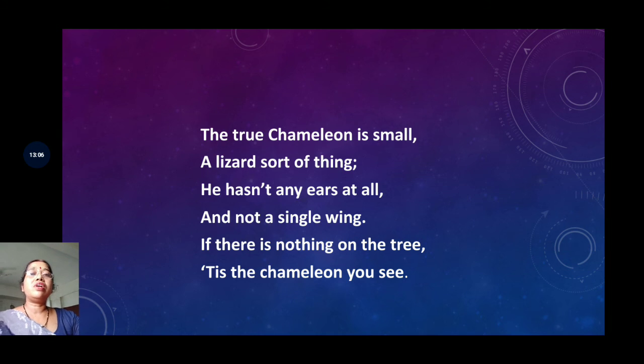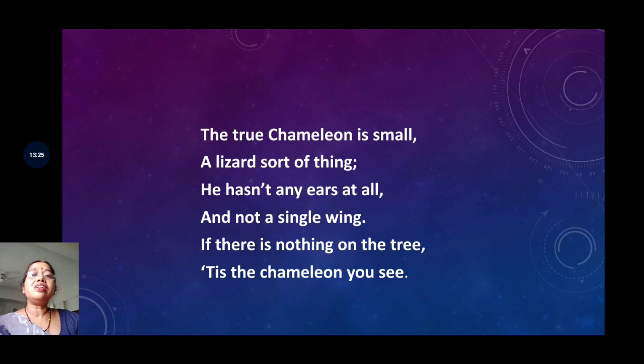And then we come to the last stanza of the poem. The true chameleon is a small, a lizard sort of thing. It is very similar to a lizard in appearance, but there is a difference between a chameleon and a lizard. And what is that difference? We will discuss it in this stanza.